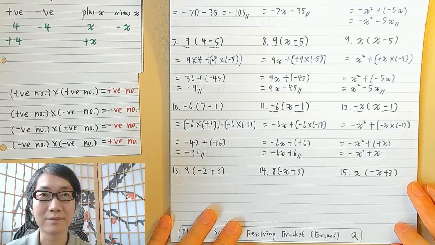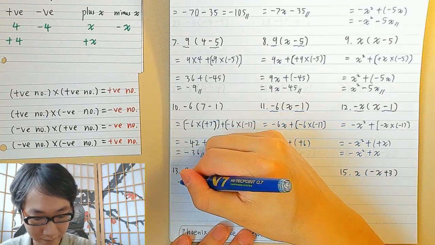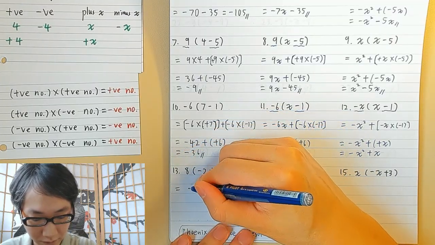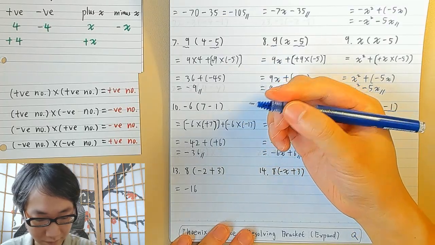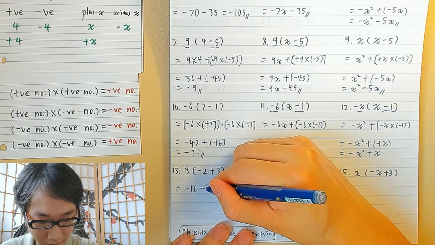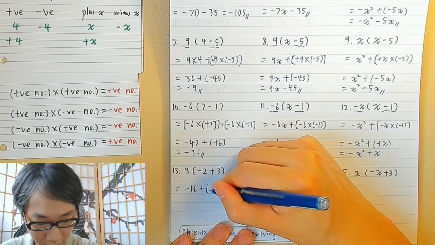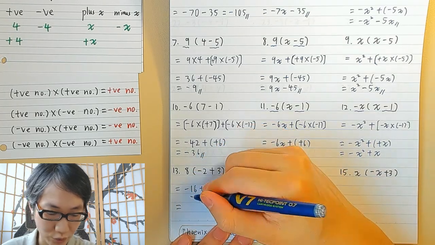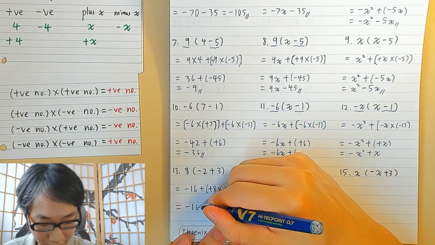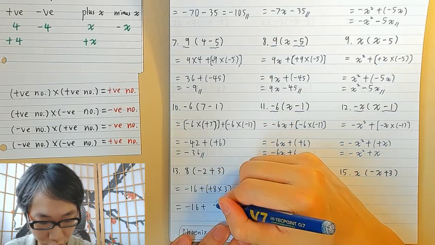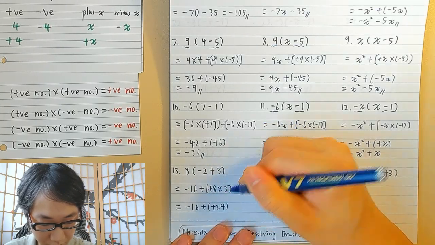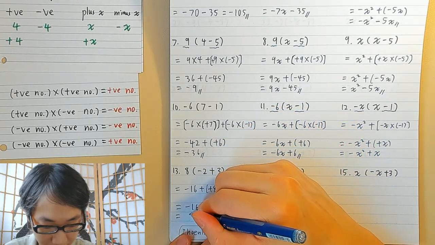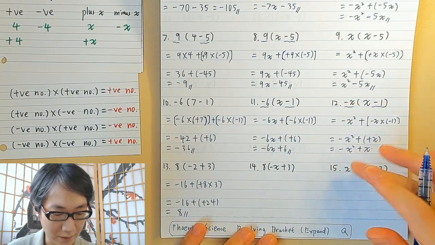Okay. And 13. First term, positive 8 times negative 2. We'll have negative 16. Second term, positive 8 times positive 3. So we have negative 16, and in the bracket we have positive 24. This will be an 8.